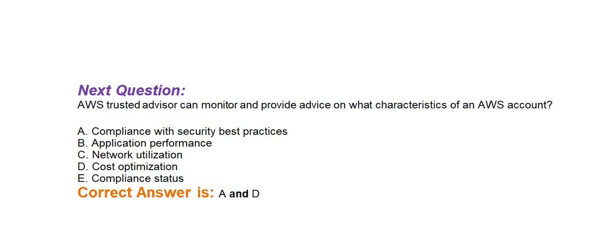Next question is, AWS Trusted Advisor can monitor and provide advice on what characteristics of an AWS account? Option A, compliance with security best practices. Option B, application performance. Option C, network utilization. Option D, cost optimization. Option E, compliance status. Correct answer is option A and option D, compliance with security best practices and cost optimization.